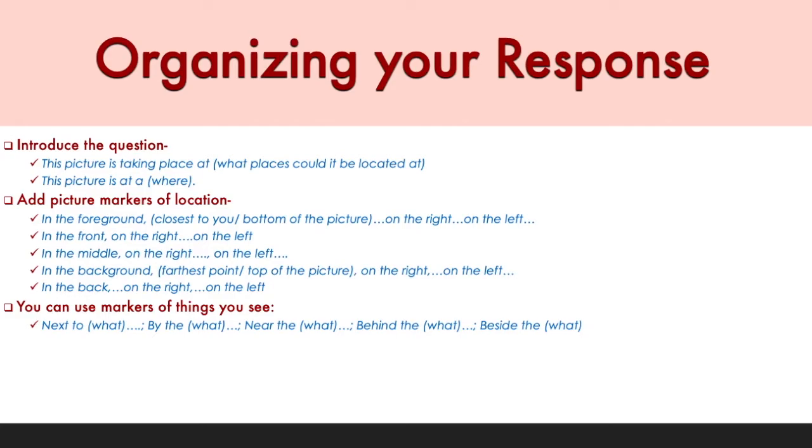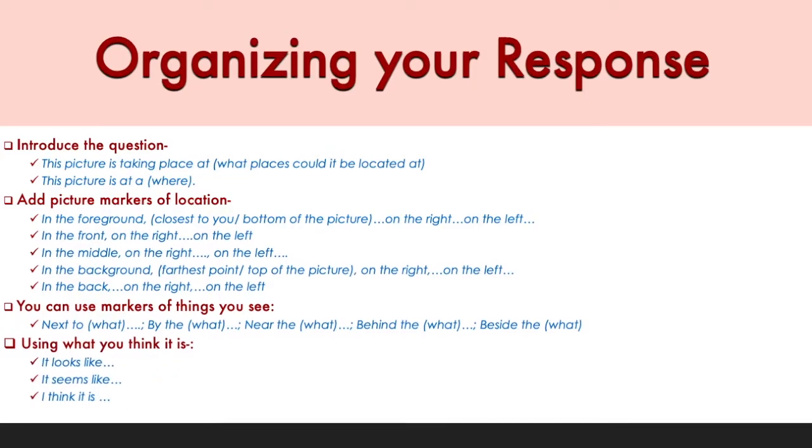You can use markers of things you see: next to, by the, near the, behind the, or beside the, using what you think it is. It looks like, it seems like, I think it is.